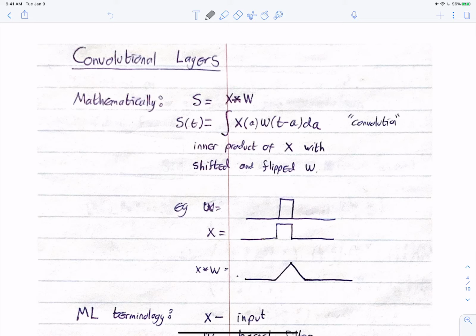So here's an example. If w is just this square pulse and x is this square pulse, then you could think, what would happen as I shift and flip w and take the inner product of that with x?